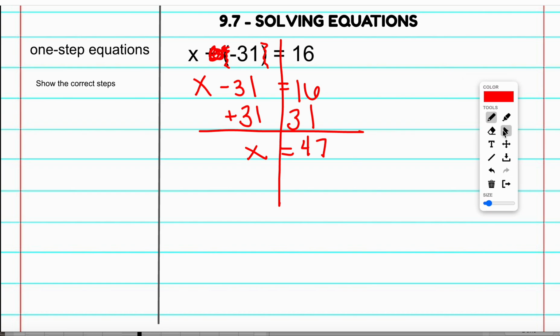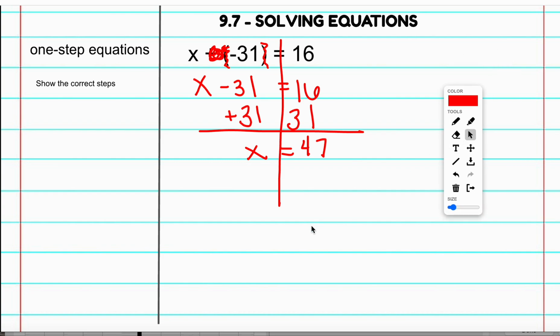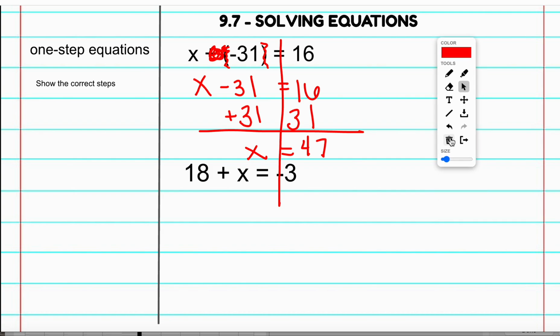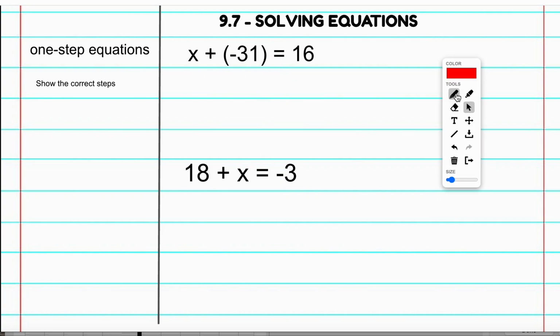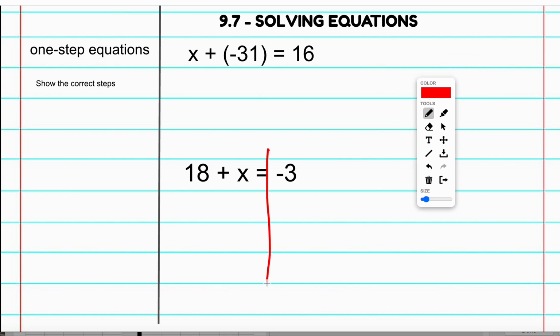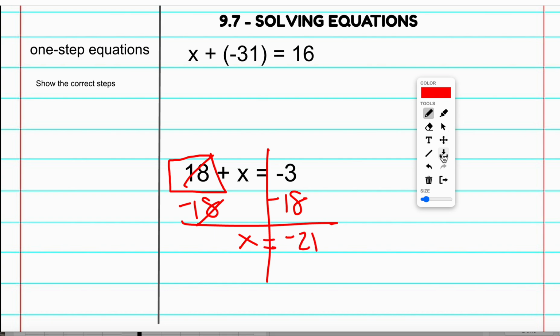Pens don't want us to work. All right, here you go. You go try this one. All right, let's draw our line down. Here's x, here's 18. What's in front of this 18 is a positive, so I need to subtract 18 from both sides. Cancel, cancel. x equals, signs are the same, a negative 21.